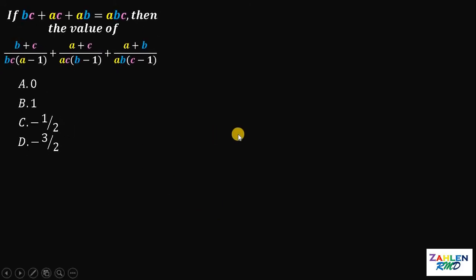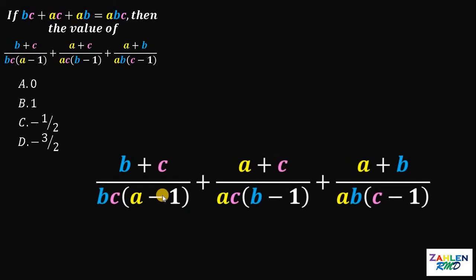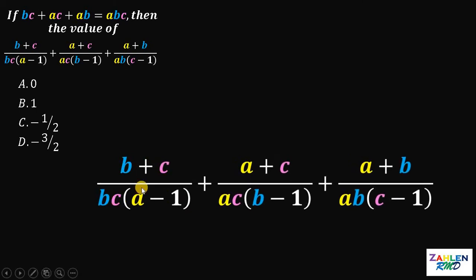Our goal in this question is to evaluate this expression: (B plus C) over BC times (A minus 1), plus (A plus C) over AC multiplied by (B minus 1), plus (A plus B) over AB multiplied by (C minus 1), given the equation BC plus AC plus AB equals ABC. How are we going to evaluate this expression, because our choices are 0, 1, negative 1 half, or negative 3 over 2? Maybe we can use some manipulation to evaluate each of these expressions.